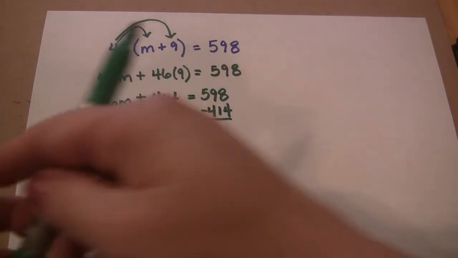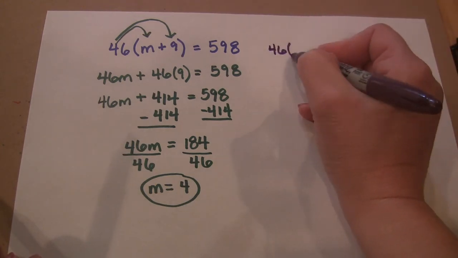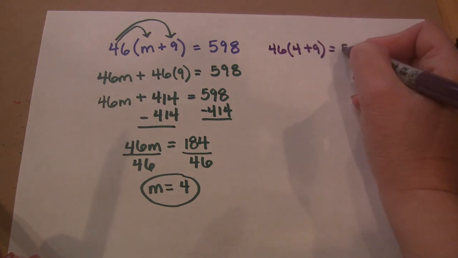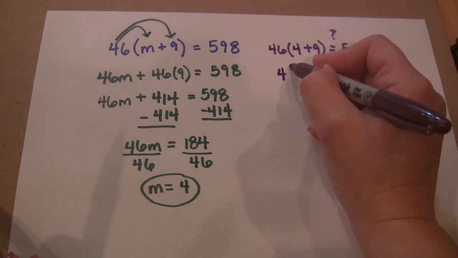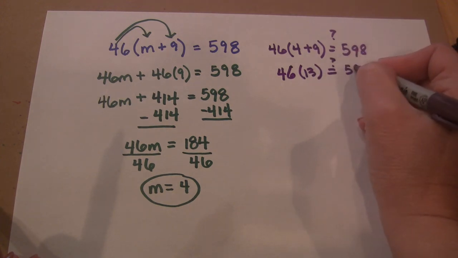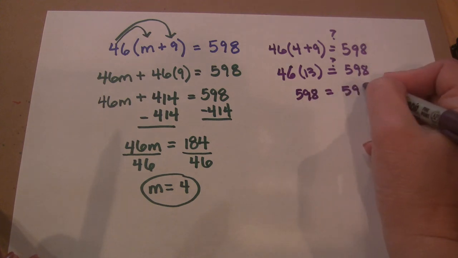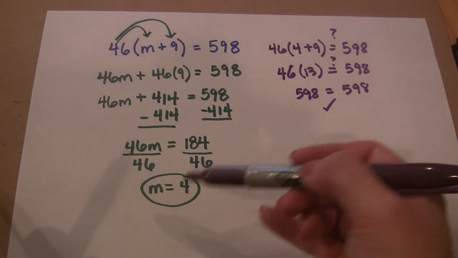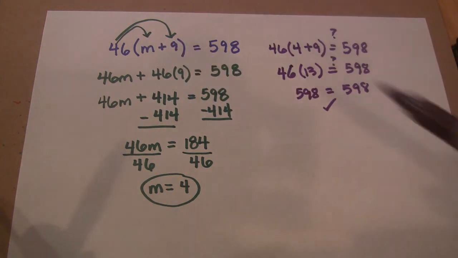To check that, we would go back up here and we would say, all right, is it true that 46 times (4 plus 9) equals 598? Well, that would be 46 times 13. Does that equal 598? And indeed it does. So our answer checks out. So m equals 4. You would not be able to solve this problem unless you had the distributive property, and that is why you need to know it.